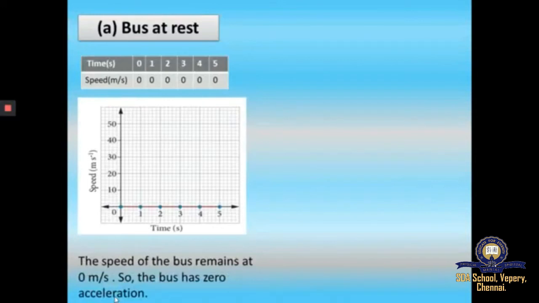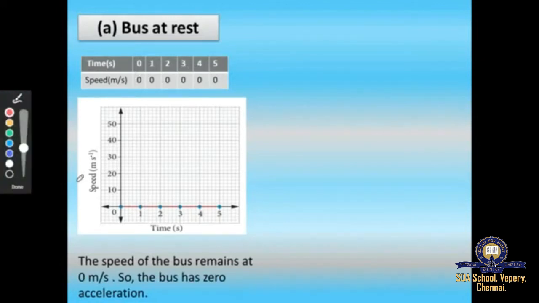The first one is a bus at rest. At rest, the speed will be 0 and the time is given from 0 to 5 seconds, and a graph is plotted by taking time along the x-axis and speed along the y-axis. From 0 to 5 seconds, the speed is 0. So the speed of the bus remains at 0 meters per second. The bus has 0 acceleration.